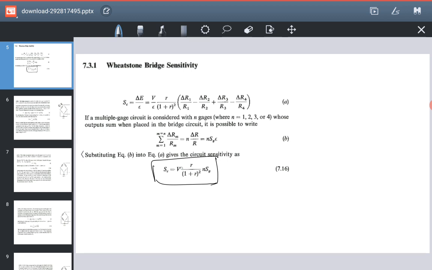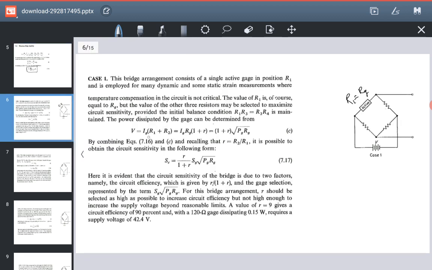So I can find out this value of V. V is equal to Ig (R1 plus R2). R1 equals Rg, because this is now a gauge resistance. So I take Rg common, and it will be 1 plus R2 upon Rg. So it will be equal to 1 plus R, and by the same simplification I arrive at this equation, and I simply put it in this value of V, and I get this.